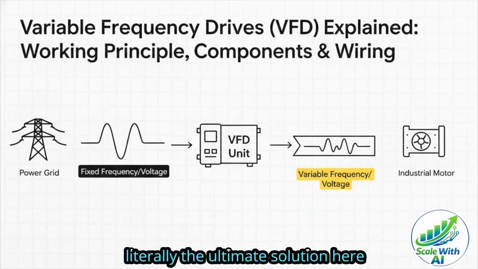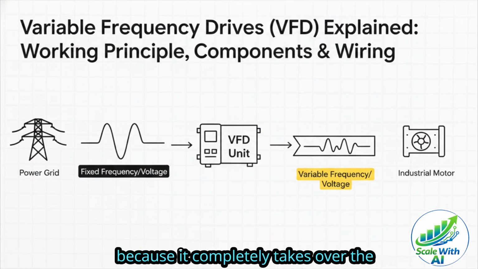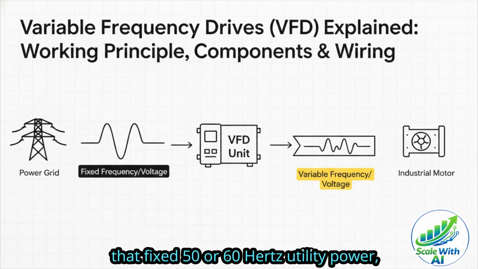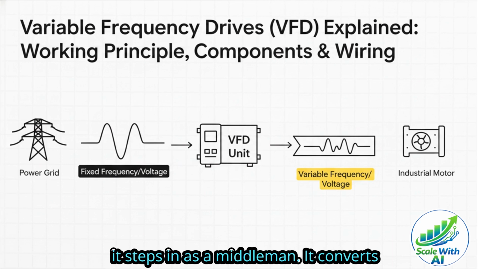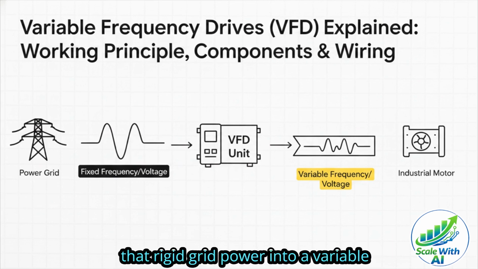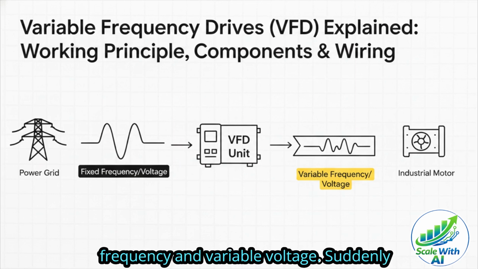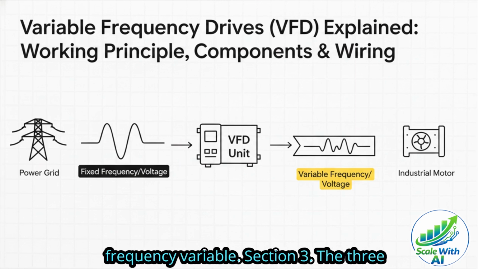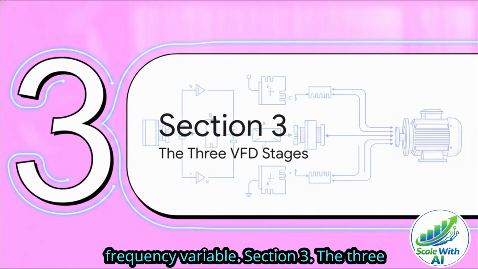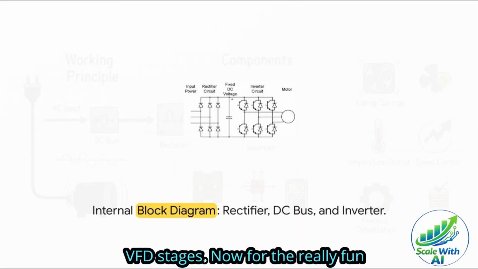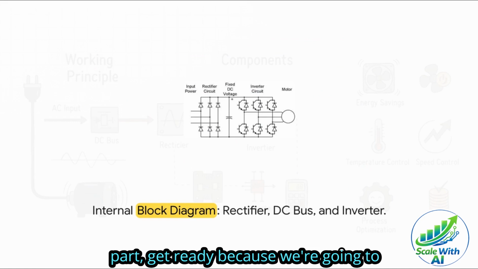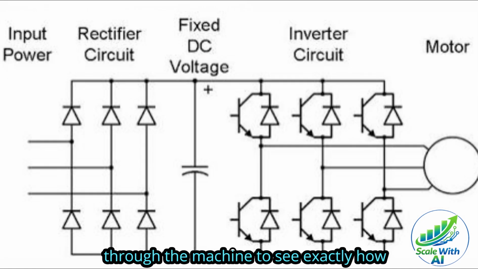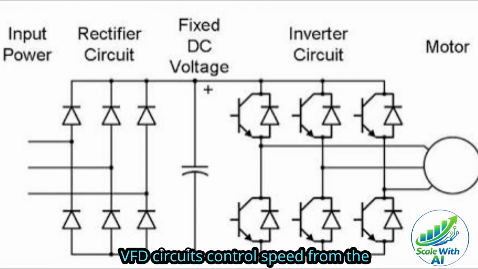VFD is literally the ultimate solution here because it completely takes over the power supply. Instead of just accepting that fixed 50 or 60 Hz utility power, it steps in as a middleman. It converts that rigid grid power into a variable frequency and variable voltage. Suddenly, we have total control over that crucial frequency variable. Section 3. The 3 VFD stages. Now for the really fun part. Get ready, because we're going to trace the electricity step by step, right through the machine, to see exactly how VFD circuits control speed from the inside out.